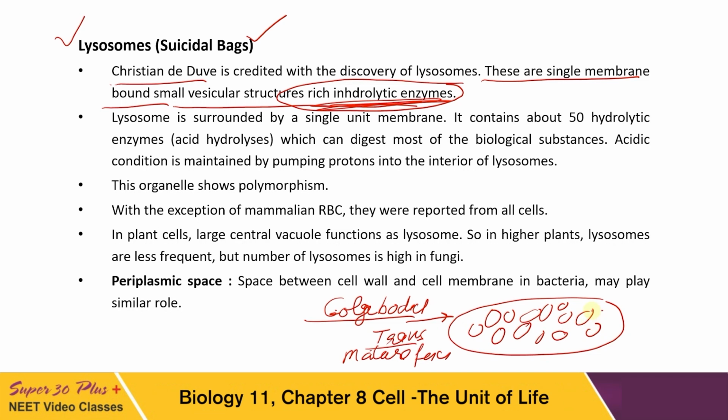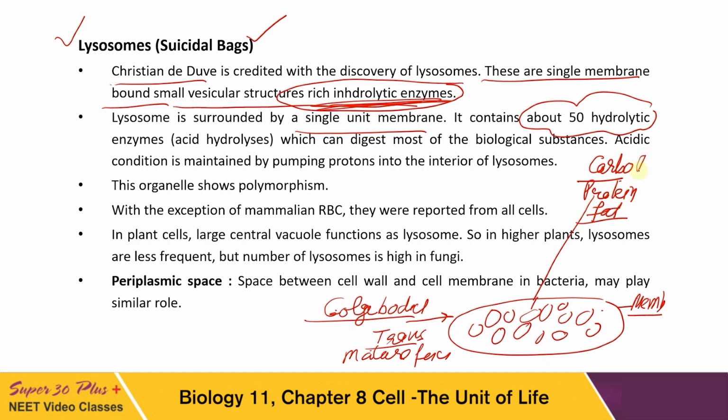It is surrounded by a single unit membrane. This is the membrane we have here in the lysosome, a single unit membrane. It contains about 50 hydrolytic enzymes inside the lysosome. They can digest carbohydrates. They can digest all types of proteins. They can digest all types of fats. They can digest DNA. They can digest RNA. Almost every type of chemical found in a living cell can be digested by this.